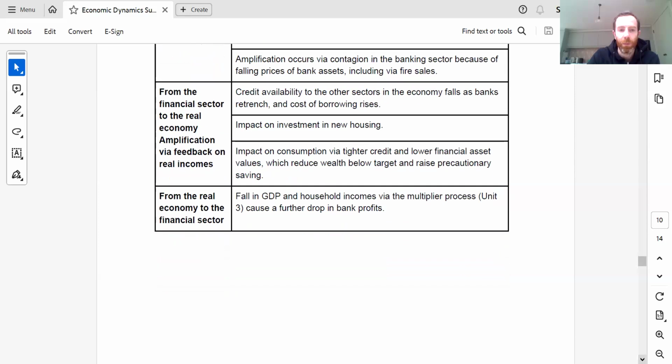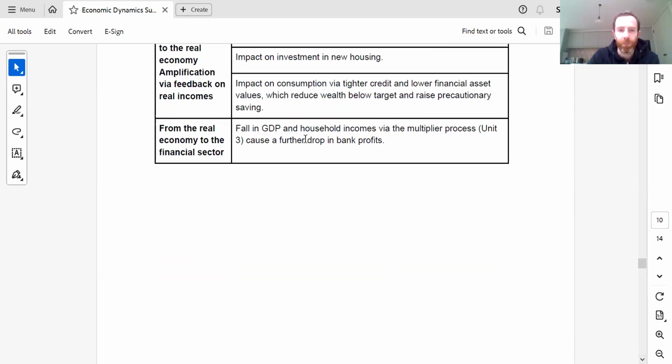And then I think the last bit, from the real economy to the financial sector. So fall in GDP and household incomes via the multiplier process causes a further drop in bank profits. So I guess the idea here is if you have people losing out on income because there's less output required, and so more people are losing their jobs, or simply people are keeping their jobs but they're getting paid less, then that means actually there's just less business for banks, right? There's less people who want to borrow money, less people investing, and if there are fewer people doing those things, then banks are going to lose out on profits.